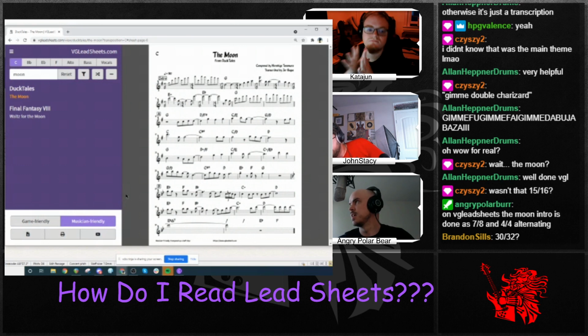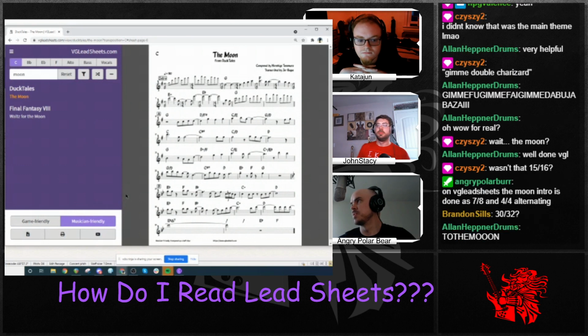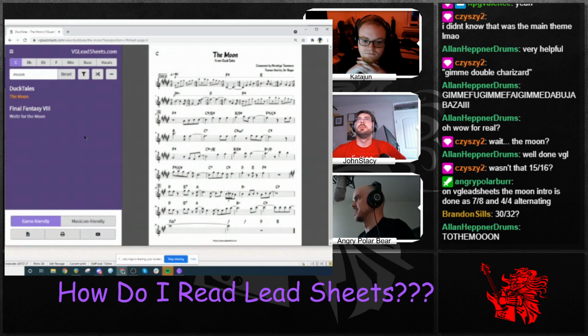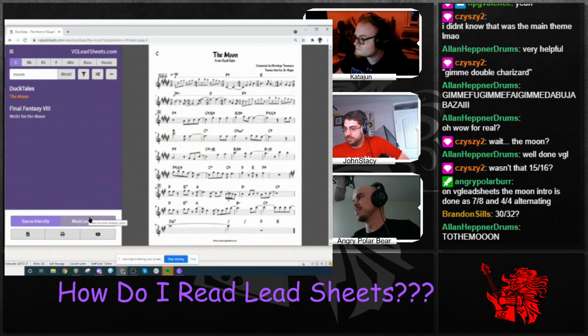But the Moon is also a good one because it's in an awkward key. If you look at the very beginning, there are 6 sharps up there. F sharp major. Kind of hard to read. You can see at the bottom there's a button that says game friendly, which is the original key that it's in in the game.